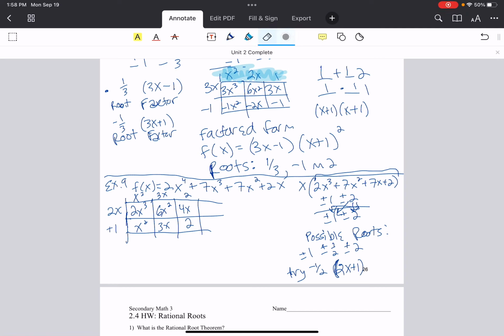Okay, it worked because I got a remainder of 0. So now I have it down to a quadratic quotient, right? So factor the quadratic quotient, the x squared plus 3x plus 2.